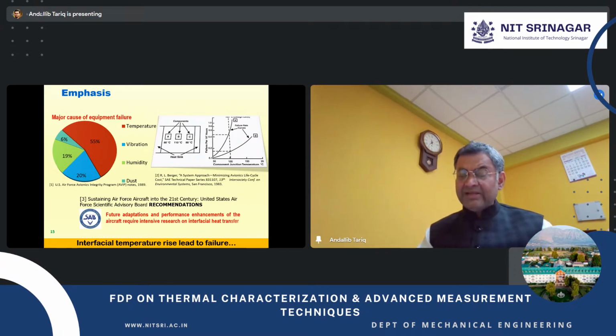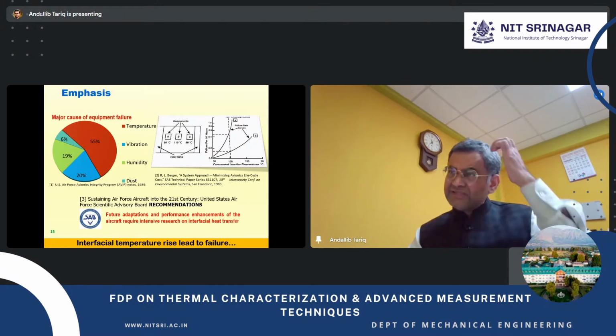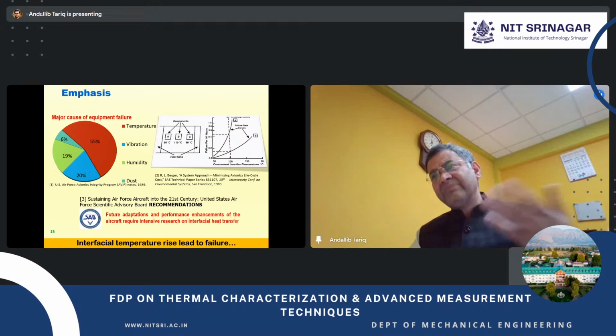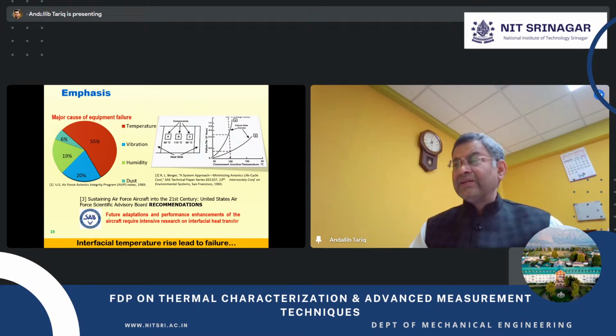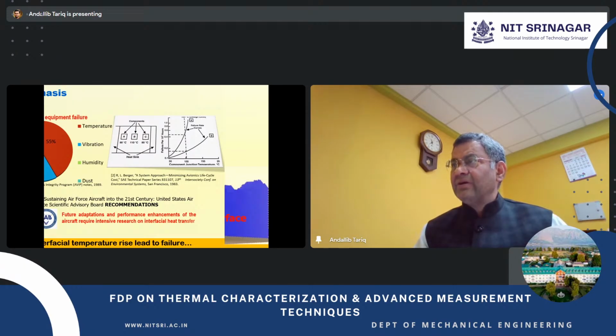In the majority of thermal engineering devices, failure happens due to uncontrolled temperature, hot spots, or some thermal failure. Thermal is the basic reason leading to failure. It can be a nuclear reactor, a power plant, an aircraft, anything. The moment temperature shoots up and it is not conditioned properly, it may lead to failure. So to avoid failure, we have to go for interfacial heat transfer. Basically, interfacial temperature rise leads to failure.